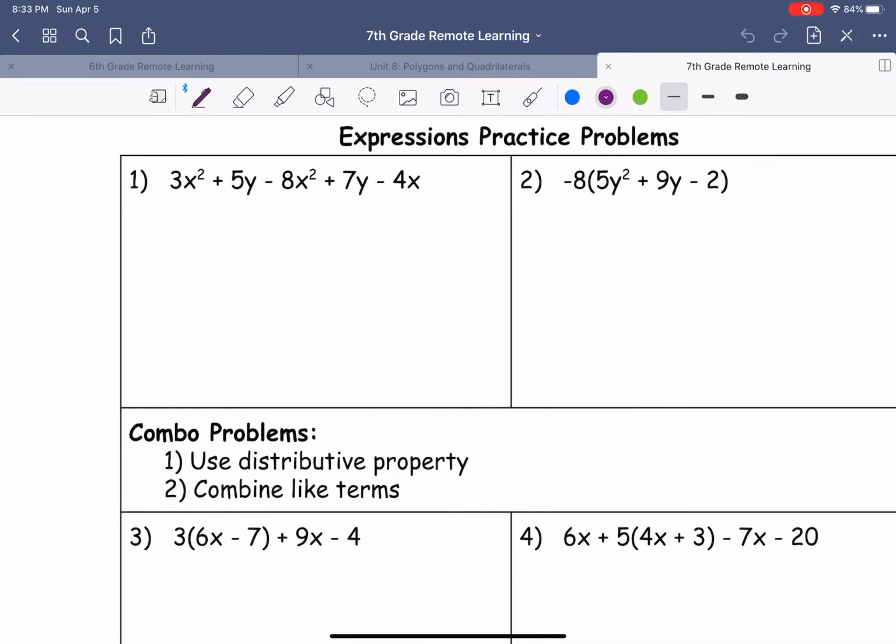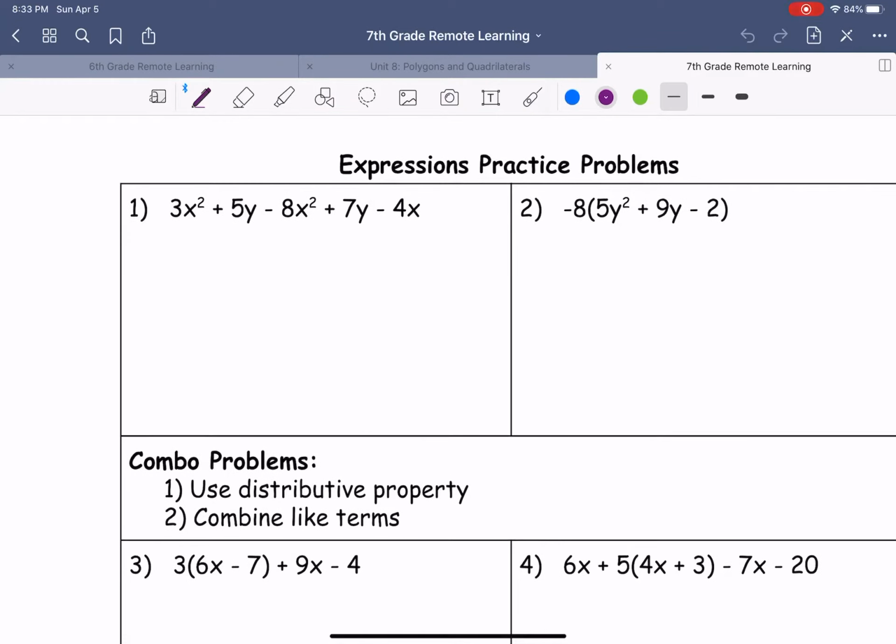All right, so the first one, this one right here, we can tell there's no distributive property because we don't have any parentheses. And so that means that we're going to be combining like terms. All right, and so we remember that like terms have the same variable and they have the same exponent. All right, so let's start by looking for things that have the same variable and exponent.